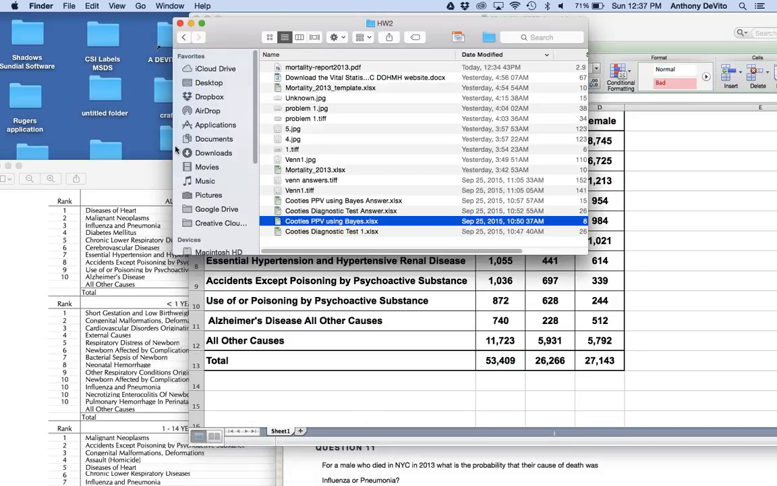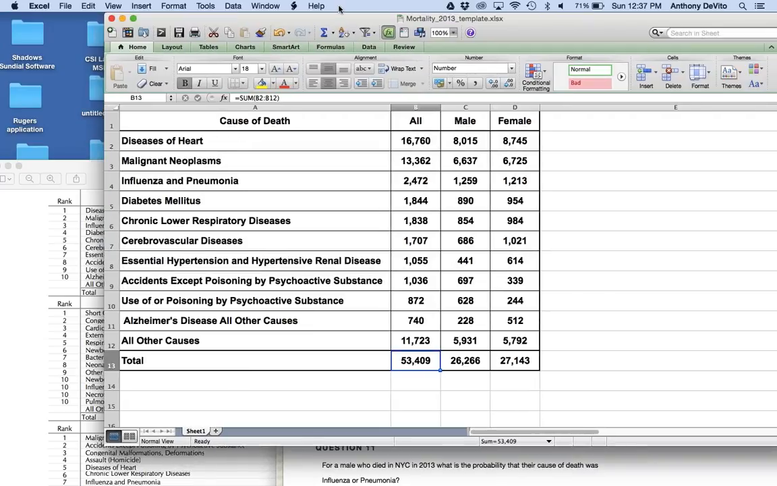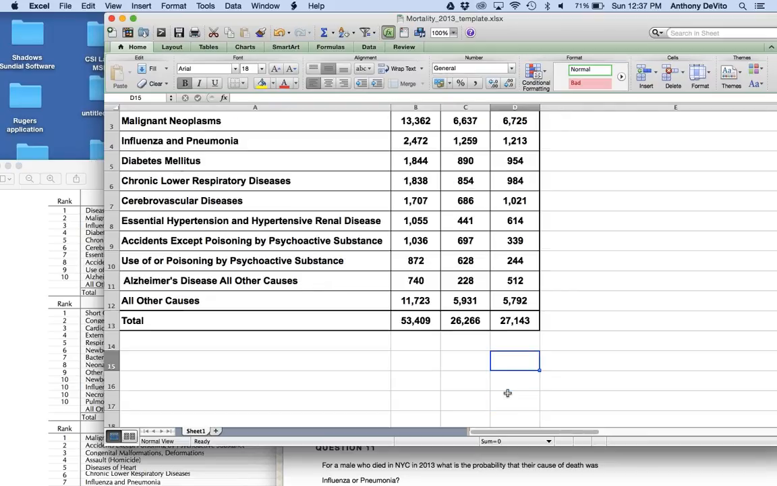Okay, next I think was the probability of dying from pneumonia or influenza if you were male. Well, that's a conditional probability. Now, I'm not looking at the total of 52,000. I'm only looking at the males. And how many males died from influenza? 1,200 out of 26,000. Next was how many females died from influenza? What's the proportion of females died from influenza? And that was 1,200 out of 27,000, and so on.